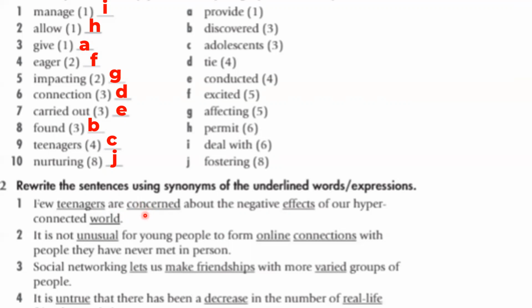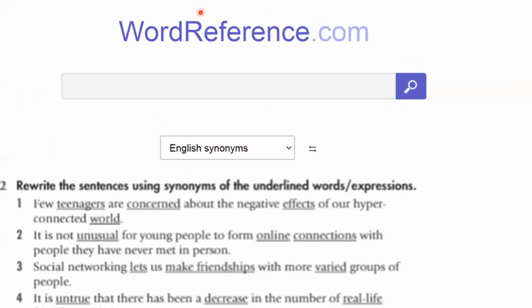One piece of advice that I can give you is that you go to wordreference.com and select the option of English synonyms, and that can help you. All right. There are other words that are here in exercise number 1. For example, here we have connections, here we have friendship, all right? So please pause the video, do the exercise, and when you finish, we'll continue.